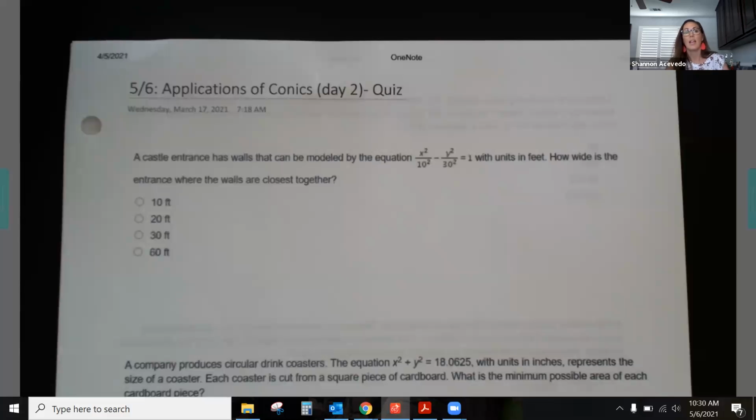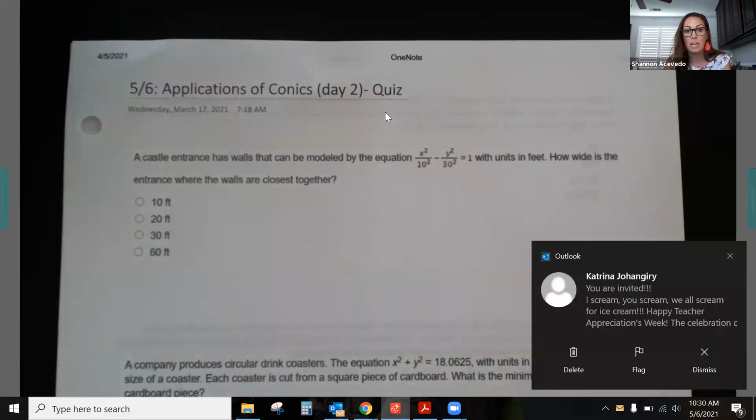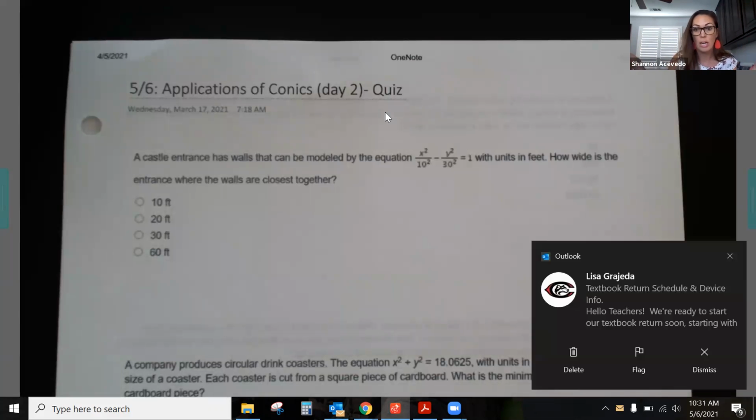All right. So this is going to be day 2 of application of Conics. Again, these are usually the pieces that you guys struggle with because they're word problems and trying to figure out, well, what exactly do I know? What am I given? So let's go ahead, let's break these down as much as we can and hopefully get you guys on the right track on how to do these.